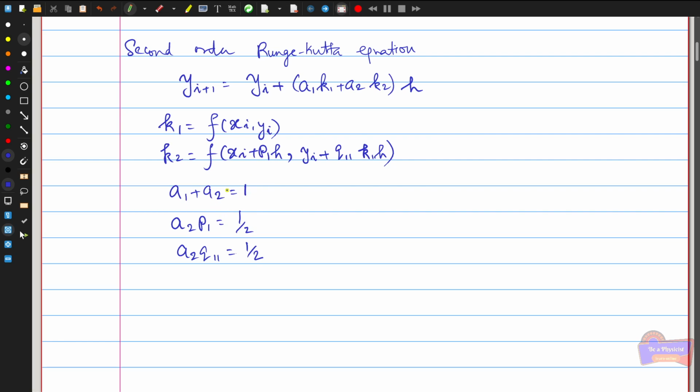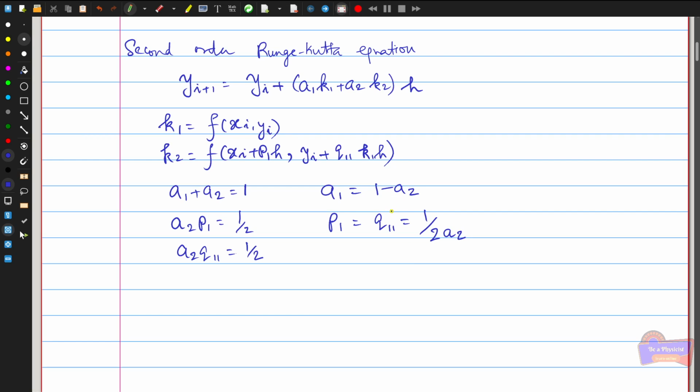Here you can see that we have 3 equations, but we have 4 unknown values. If you want to find the values, we must assume the value of one of the unknowns to determine the other 3. Suppose you specify the value of a2, then these equations can be solved simultaneously for a1, which is equal to 1 minus a2, and p1, which is equal to q11, which is equal to 1 divided by 2 times a2. So we can solve this only if we know the value of a2.